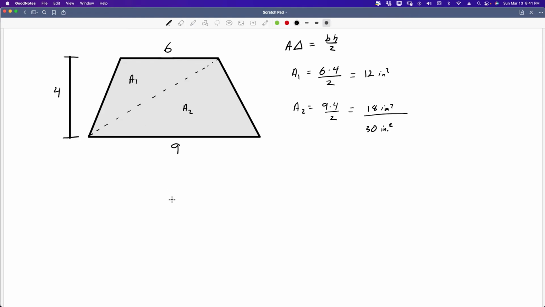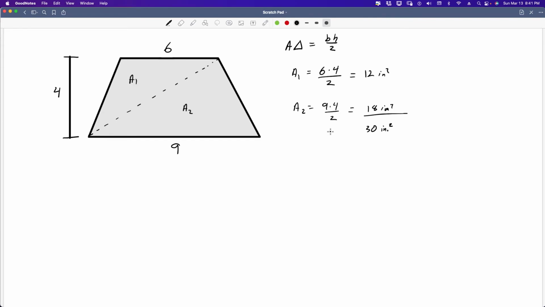So all you need in order to find the area of a trapezoid is the length of the 2 parallel sides and the height of the trapezoid. And then you draw your diagonal between the 2, making them triangles. And it doesn't matter which corner you draw. You could do it from this side to this side. You would still have a base of 6 and a height of 4 and a base of 9 and a height of 4, even if you drew it from the opposite corner to the opposite corner. So that is how you find the area of a trapezoid.